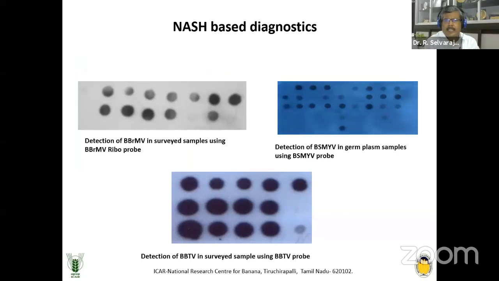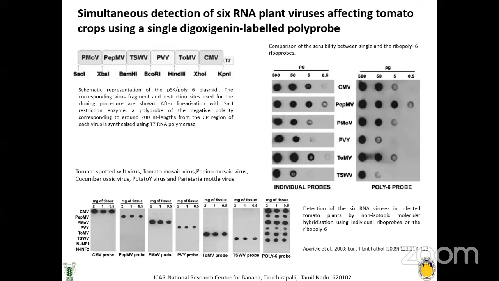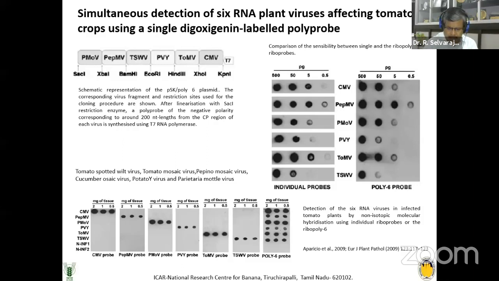Nucleic acid based diagnostics is very important, but since we can give up radioactive things, non-radioactive diagnostics can be used. And very interesting is that a polyprobe can be used. When you use a polyprobe, you can detect multiple viruses. For this polyprobe, you clone all the small fragments into a single construct. Then you develop a probe, and that can be used. It's a very good technique, polyprobe, and very few people are adopting it.